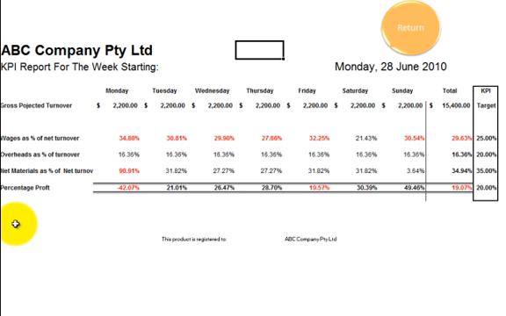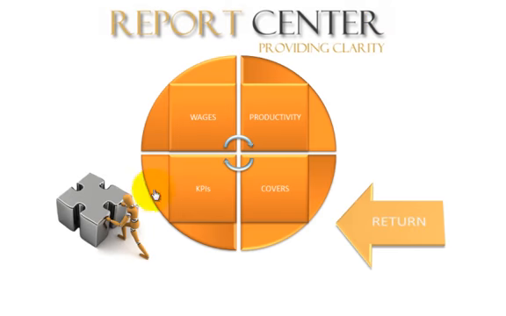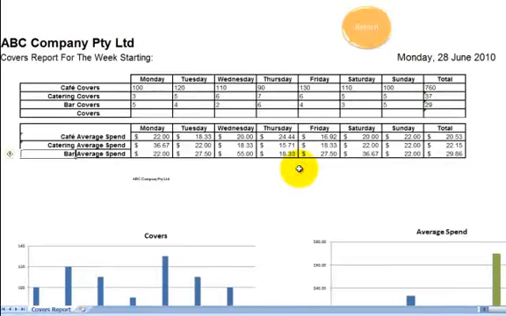What I do recommend to you as a business owner or a manager is that you review this report on a daily basis and make changes for the following day so you don't continue making the same mistakes. Our next report is our covers report.